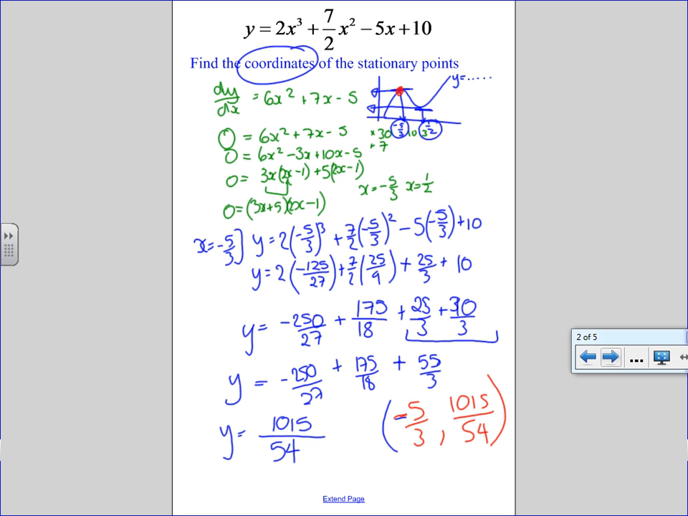So that is that coordinate. Yeah, and then we'd need this coordinate. We don't need to bother because it's the same idea. We'd put a half in instead. So it would be a half here, a half here, a half here, work it all out, and then we'd get the other coordinate of that one.